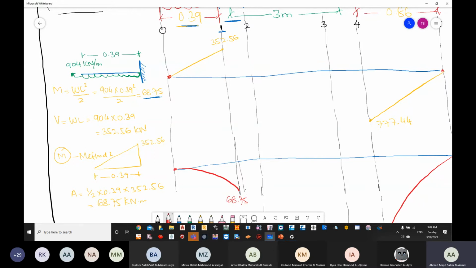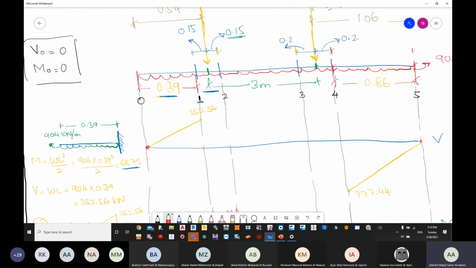We're going to have it somewhere like this. Okay, this is going to be 42.8. What about shear force?